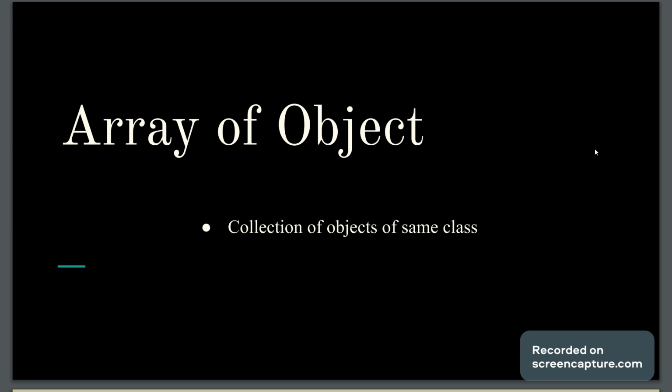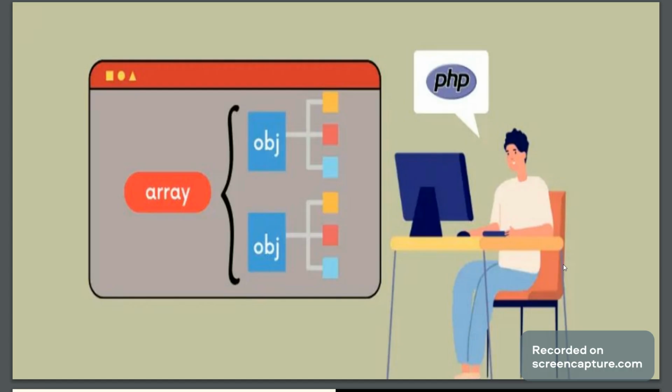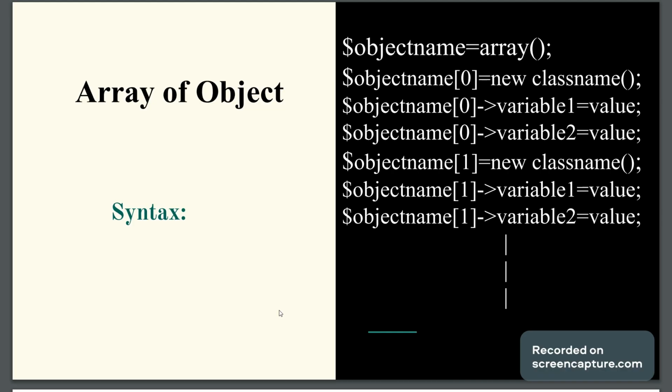Now sometimes we may need the concept of an array of objects in code. An array of objects means a collection of objects of the same, similar class. So we can create an array of objects. If there is one class and we want to create multiple objects of that class having the same properties, we can create an array of these objects. Let's see how we can do this implementation.